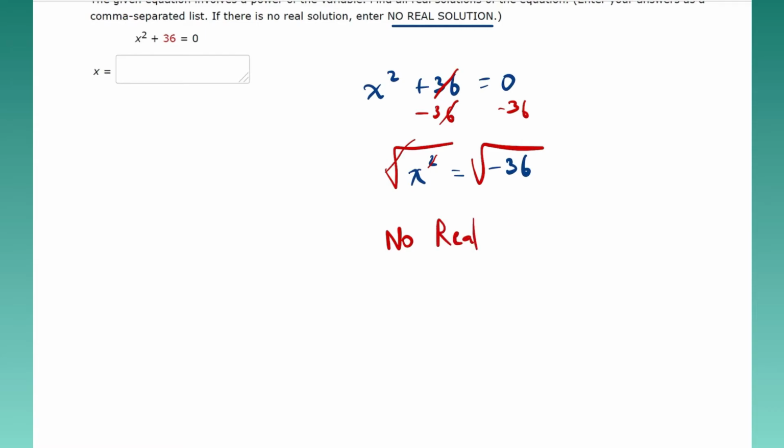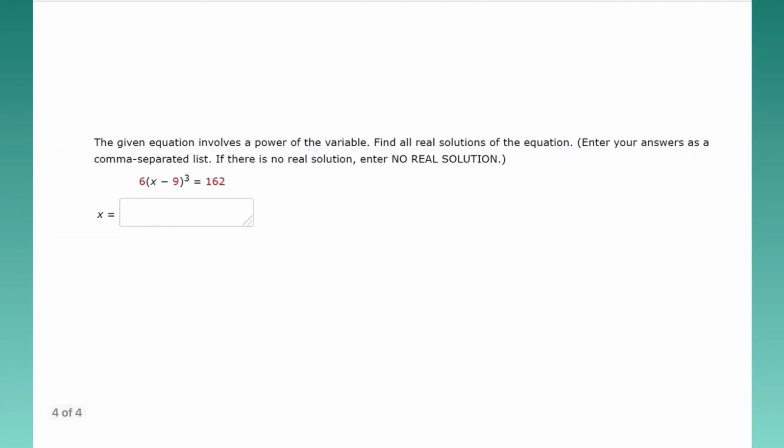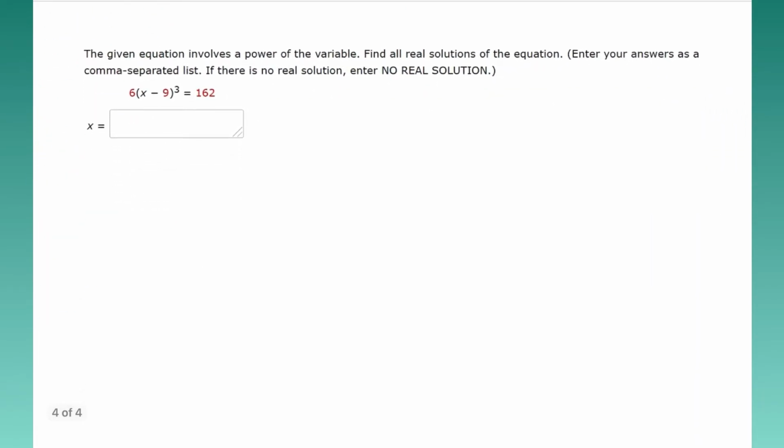Okay, let's check the next example. Once again, same instructions: solve the equation, and if it's not real, make sure you state no real solution. In this case, we have a cube root, so we're not going to have that problem, because no real solution only occurs when you have even exponents, not odd exponents. So for a problem like this, I'll rewrite it off to the side.